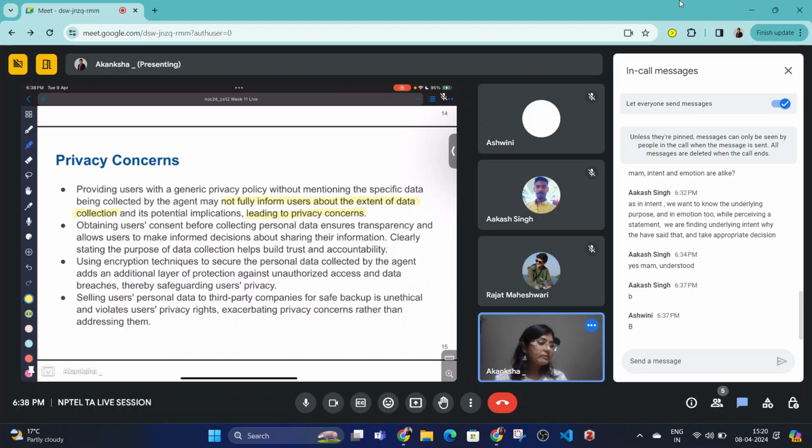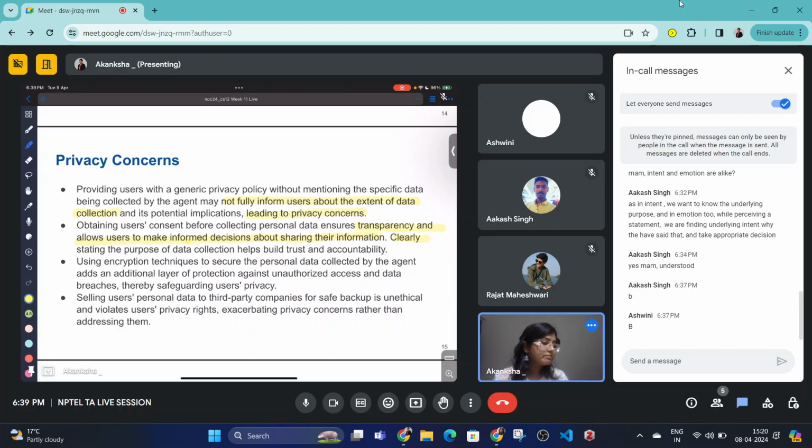Now, obtaining users' consent before collecting personal data ensures, of course, that if you mention this is how my experiment is going to be, and I want your permission to record your data, everything is mentioned in this document, and if you agree to these terms and conditions, this data will be recorded, then we can continue and you can participate in the experiment. Now if that person has given their consent and still has issues after that, then it's not your fault, because you did your part. You've been transparent about everything. So it ensures transparency and allows users to make informed decisions about sharing their information. If I don't want to share my information, I would say no.